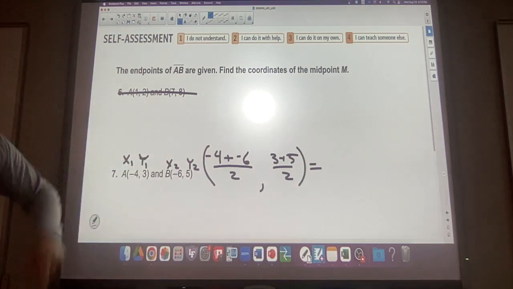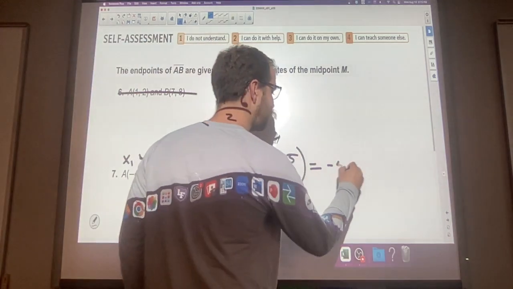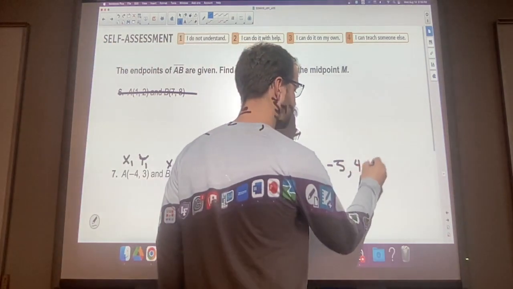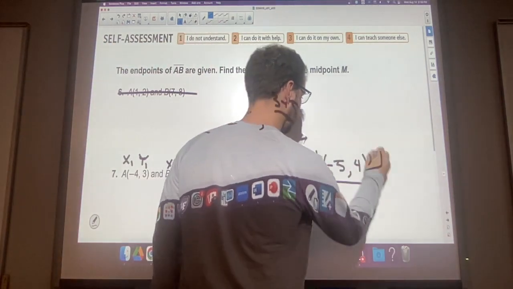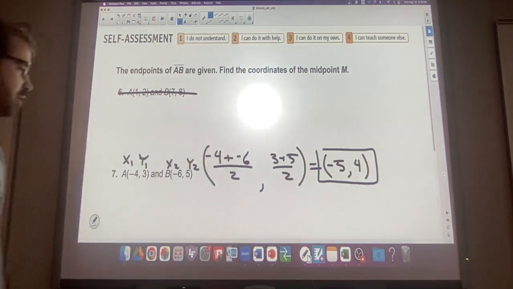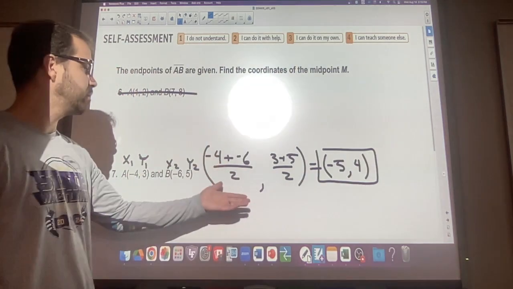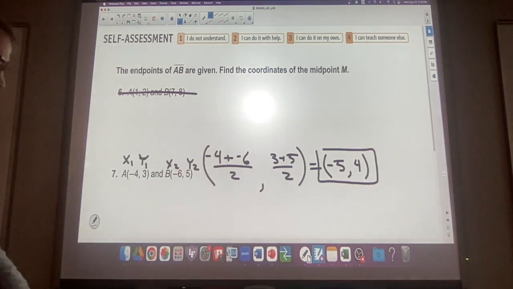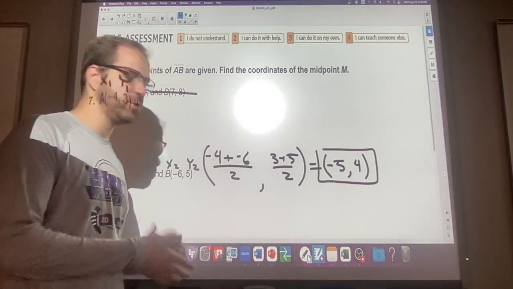All right, so I got negative 10 divided by 2, that's negative 5. And then I got 8 divided by 2, that's 4. Okay, so make sure you remember your negatives. Negative plus a negative makes a bigger negative, which is why we get negative 10 here. All right, we'll wrap it up there, and next time we'll do distance formula.